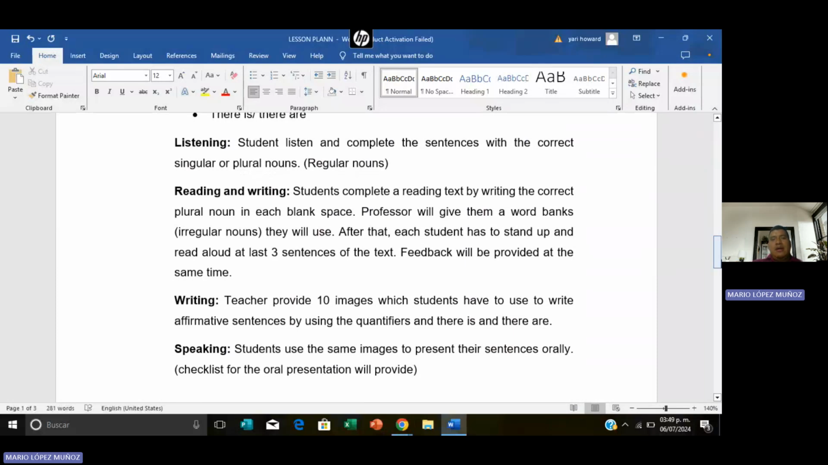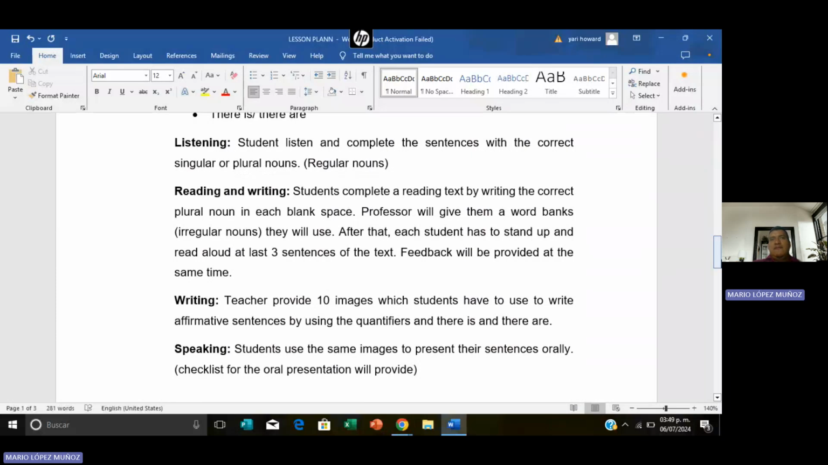The reading and writing activity at the same time says the student completes a reading text by writing the correct plural noun in each blank space. The professor will give them a word bank, in this case irregular nouns they will use. So I will provide a text to them where they have to complete the sentences using irregular nouns, just irregular nouns. And after that, they will stand up and read aloud at least three sentences of the text they completed. And feedback will be provided at the same time.